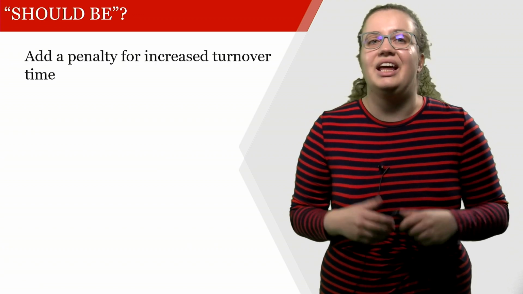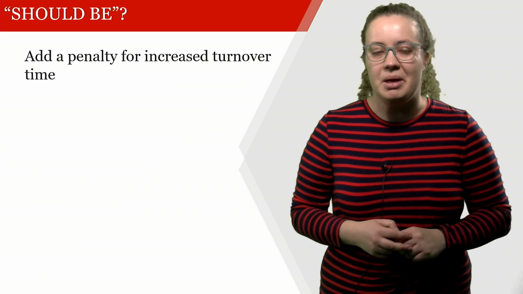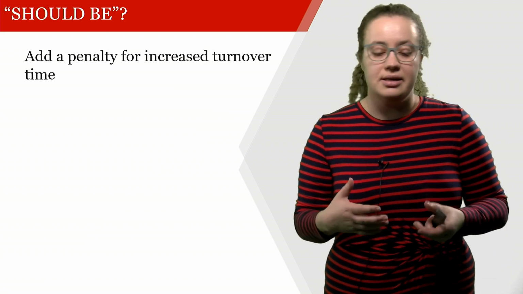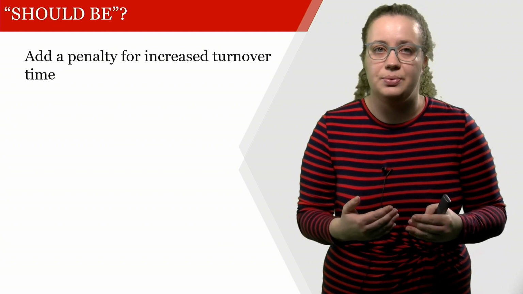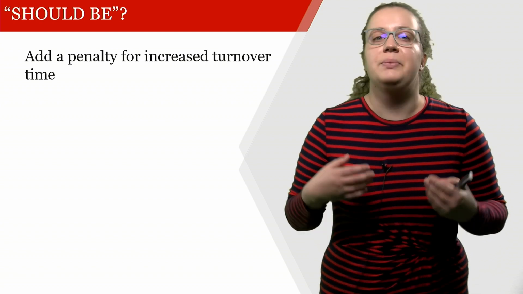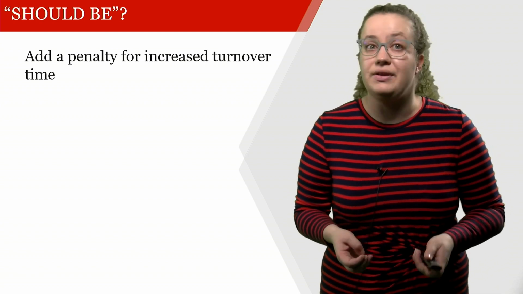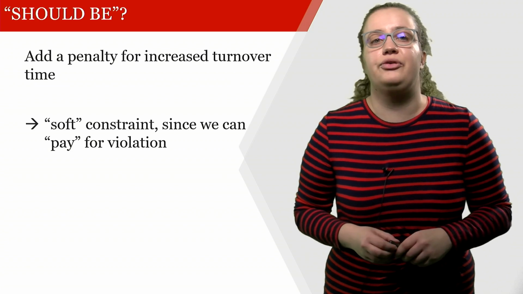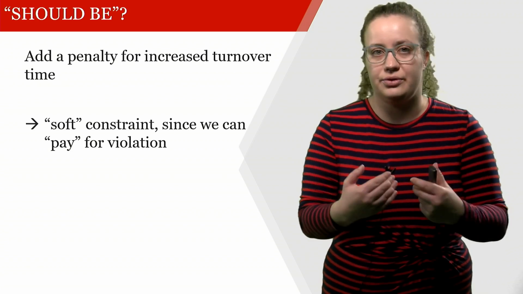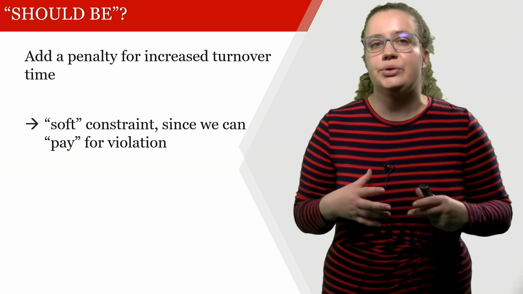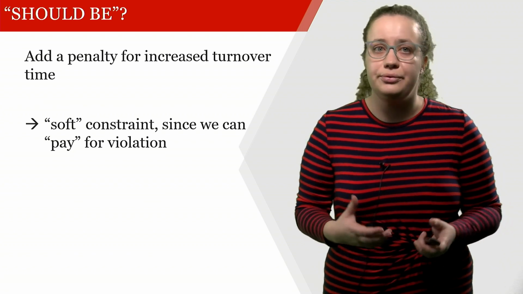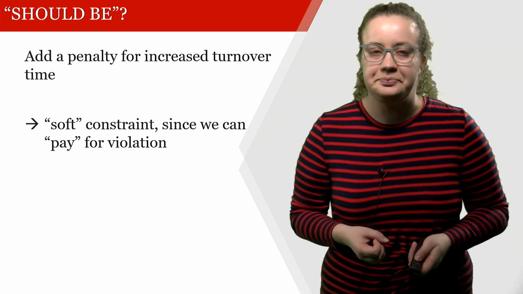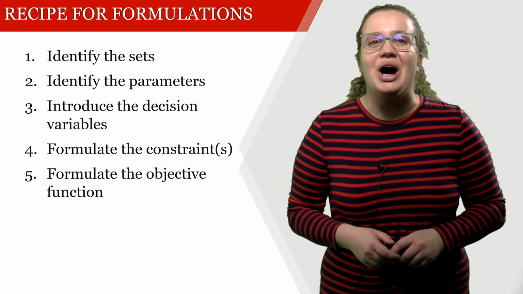Another way that we can tackle this "should" is we can add a penalty for increased turnover time. So we can say, for instance, yes, I'm willing to pay 1,000 euros to have 3 hours in Antwerp instead of 2.5 hours, because this is going to increase my revenue. This is a so-called soft constraint since we're paying for some violation. The constraints that we looked at so far are so-called hard constraints, because there's no payment involved, but also no negotiation power.